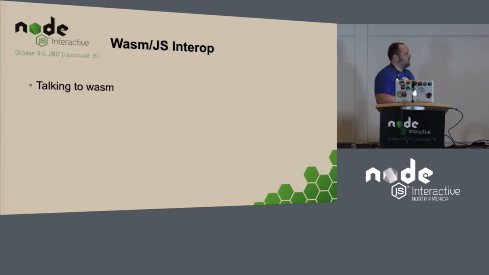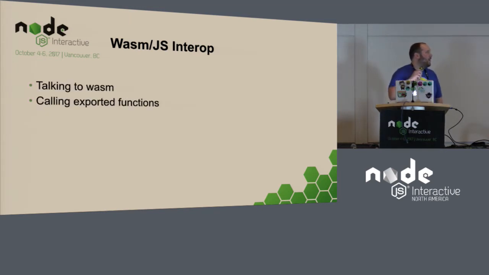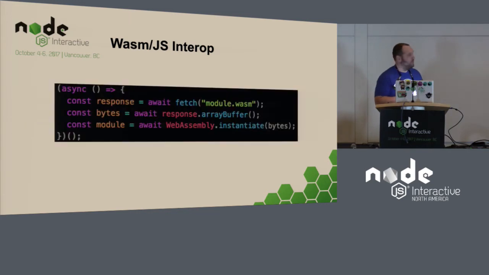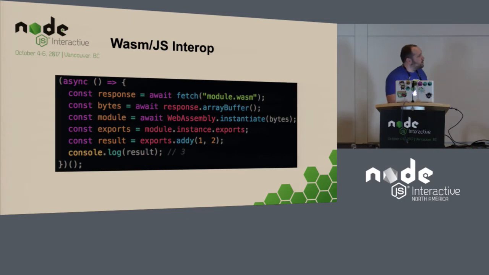So how do we talk to WebAssembly? And how do we call these exported functions? We're going to run through some examples of that. How do we access memory? So this is how we do it. Again, this is our JavaScript code. This is the code that we saw at the beginning. And all it is, this is just instantiating the module. So we add a few more lines when we want to access it.